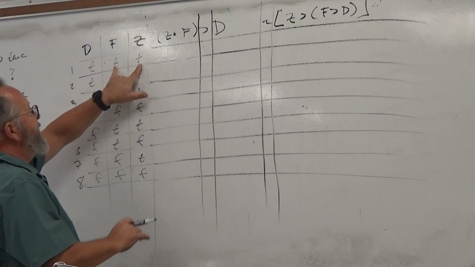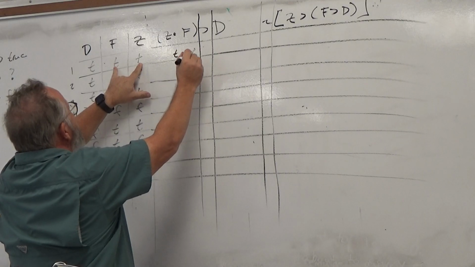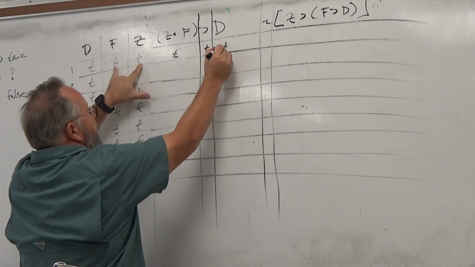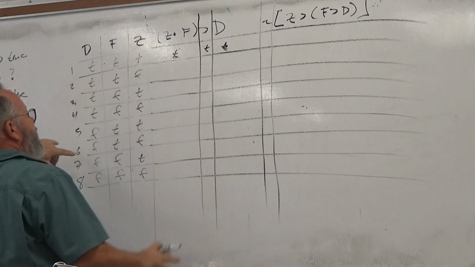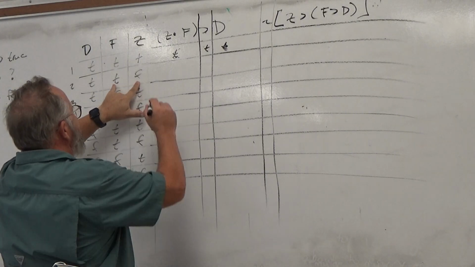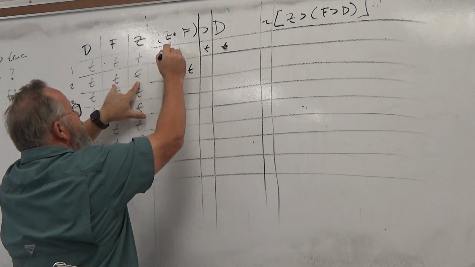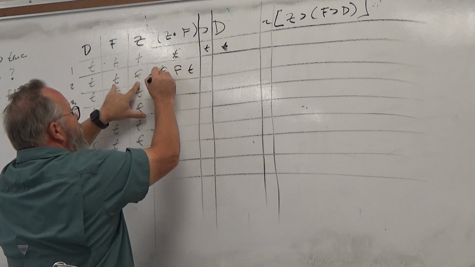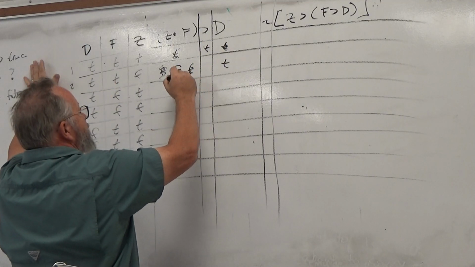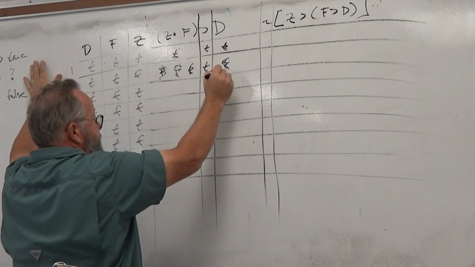F and Z, on line 1, F and Z are true, so we have true and true is true, and D is true, so we have true, then true, which is true, okay? So I'm going to keep going down, working this one. Z and F, we have, on this line, Z is false and F is true, so we have false and true, which is false, okay? And D on this line is true, so the final calculation is false, then true, which is true, okay?